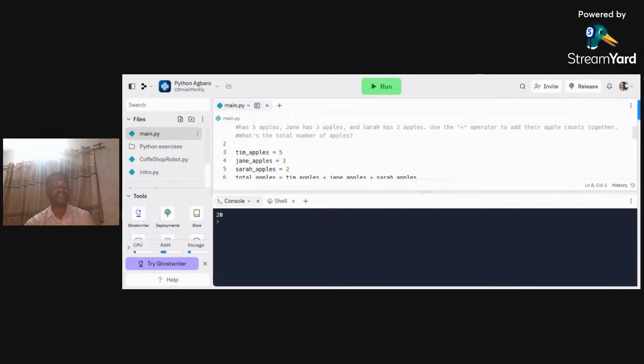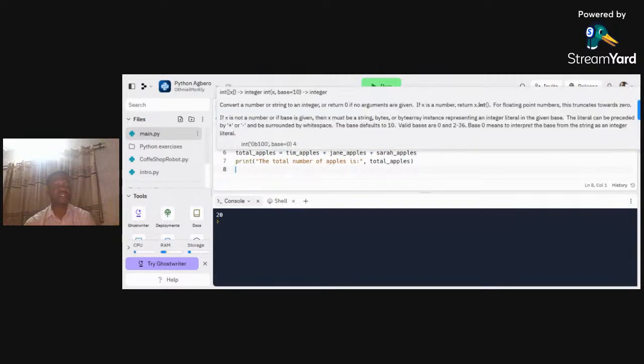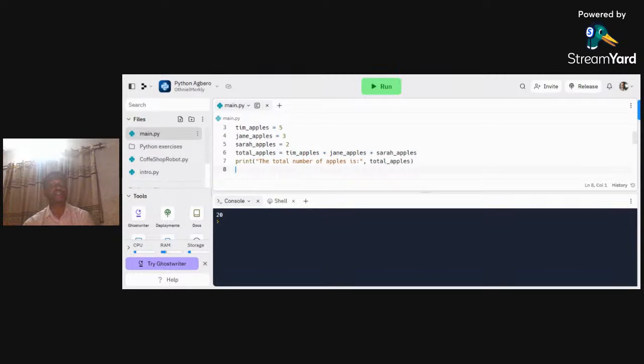Tim apples 5, Jane apples 3, Sarah apples 2. Okay. It says use the plus operator to add the apple counts together. So total apples, which is another variable we created, is equal to Tim apples plus Jane apples plus Sarah apples. So add this, add this, add this. Total number of apples is total apples. So when you click for it to run, it will add all of them together, and there you have actually solved your program. So I trust you got 10, right? If you didn't get 10, wow, you need more practice. But for those who got it, great job.